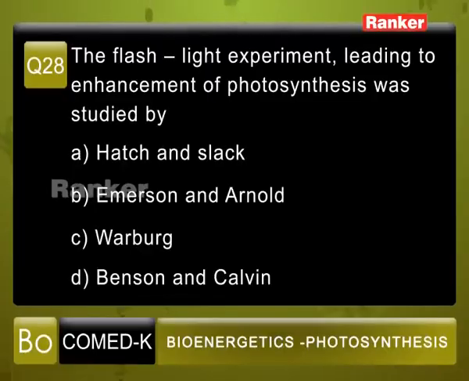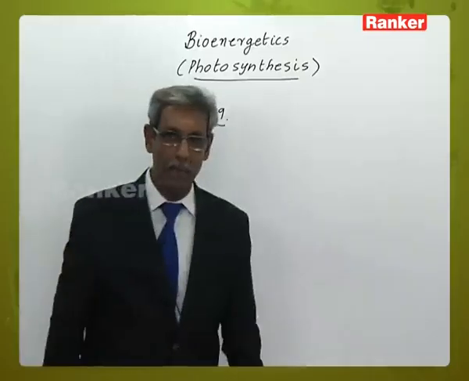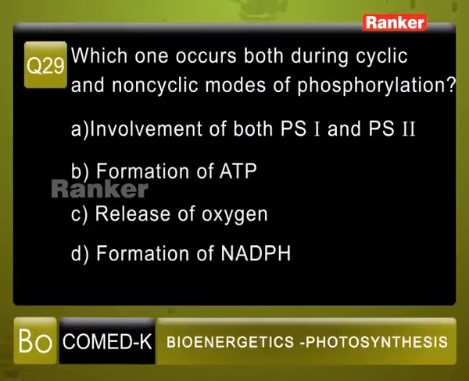The answer is B. Question number 29. Which one occurs both during cyclic and non-cyclic modes of phosphorylation? A. Involvement of both PS1 and PS2. B. Formation of ATP. C. Release of oxygen. D. Formation of NADPH.